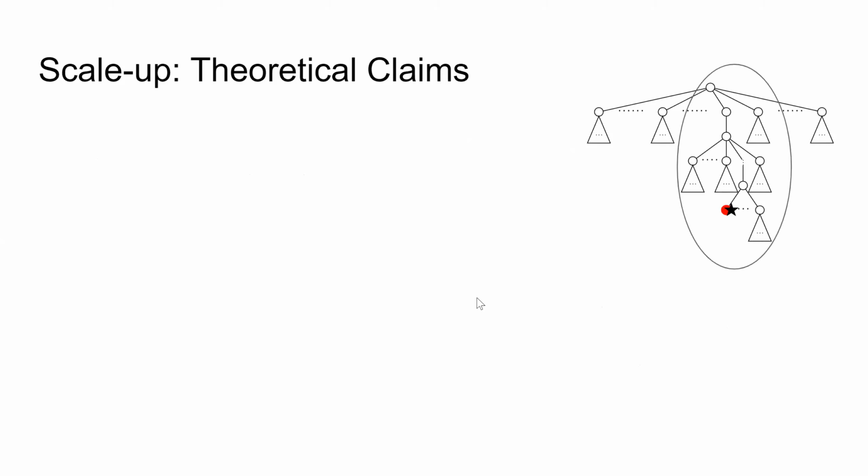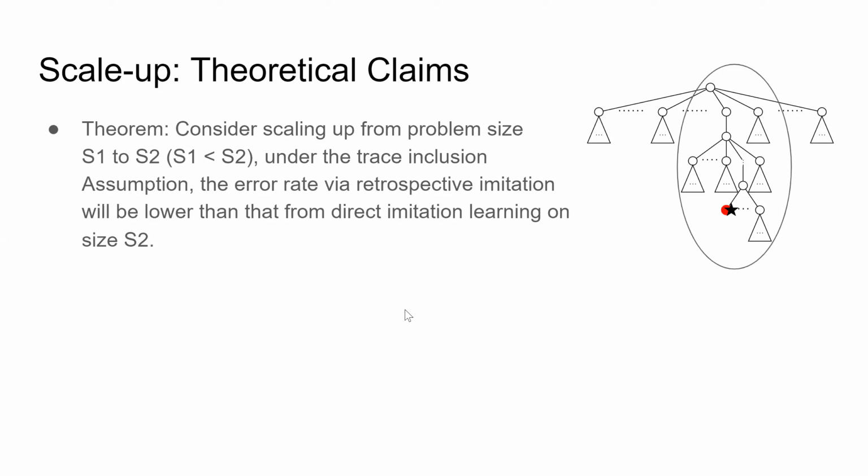So why do I make this kind of strange assumption? Because I want to make a claim, and then I'll explain what the implication is in practice. The theorem we can claim is for scaling up from S1 to S2, with S2 larger than S1: if we make the trace inclusion assumption, then the error rate, remember the error rate the previous theorem depends on, of the policy trained via retrospective imitation will be lower than that trained from direct imitation learning from the expert.